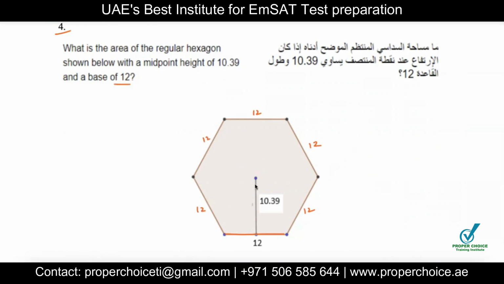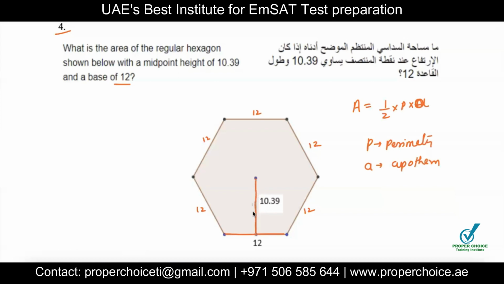Now what is the formula to find the area of a regular hexagon? The area of a regular hexagon is written as half times p times a. Now p is representing the perimeter, and let me write this as a small a, so we will not get confused. Now small a is representing the apothem. What is the apothem? The apothem is the line drawn from the half of the side to the center.